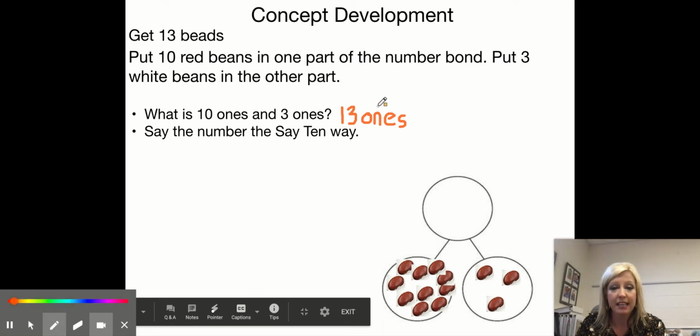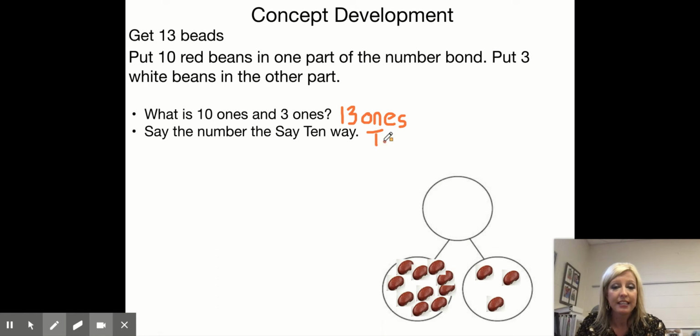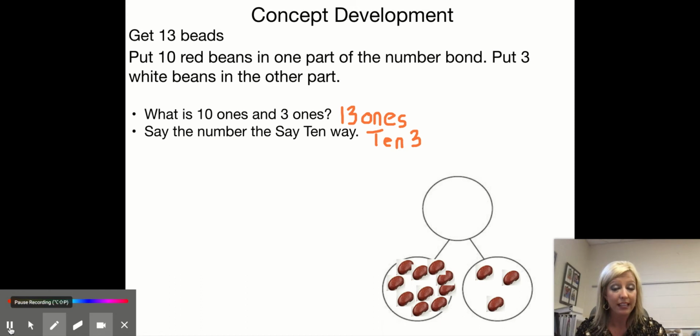Very good. We would say 10, 3. Okay, so if we ask, what is 10 ones and 3 ones? We would say 13 ones. To say the same number, the say 10 way, we would say 10, 3.